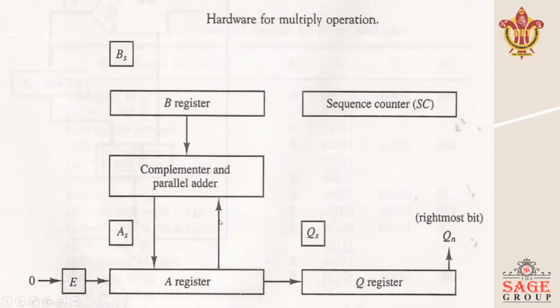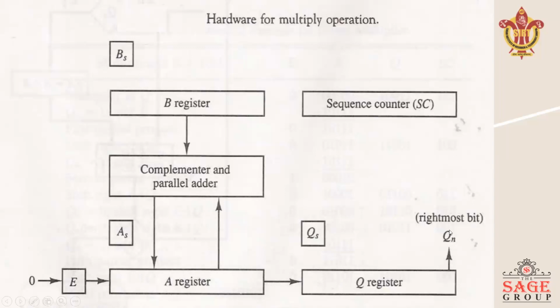All the partial products generated are stored in register A, and register B is added to it, and again a new partial product is generated. Again, if the sequence counter is not 0, then we will add register B to the partial product, and in this way this loop continues until the sequence counter becomes 0. Whenever the sequence counter is 0, the final values of register A and register Q together give the result of the multiplication.